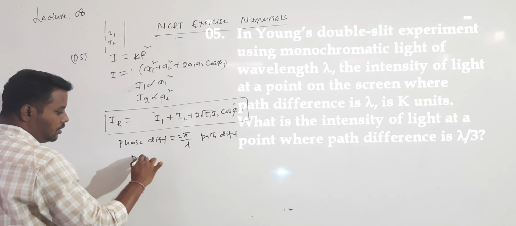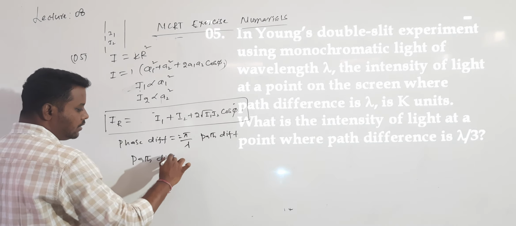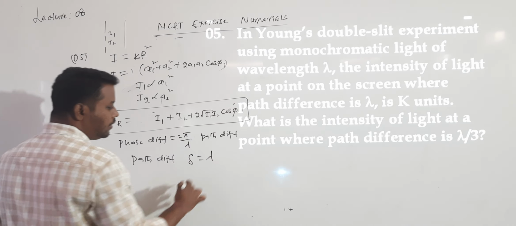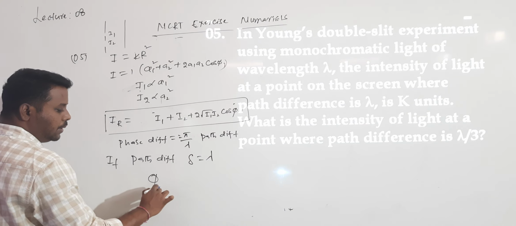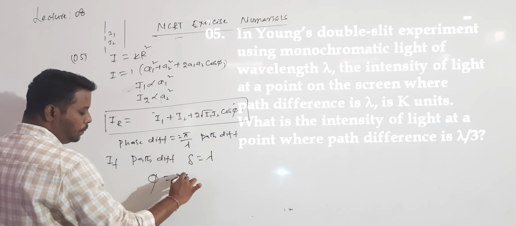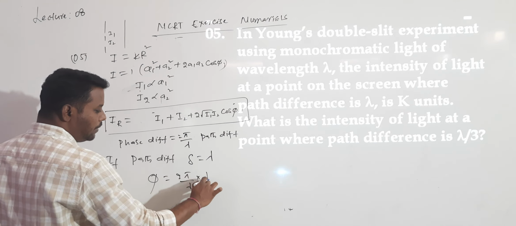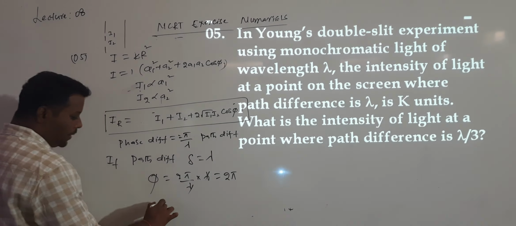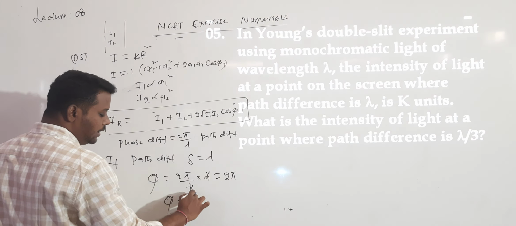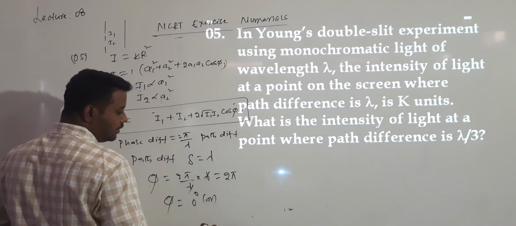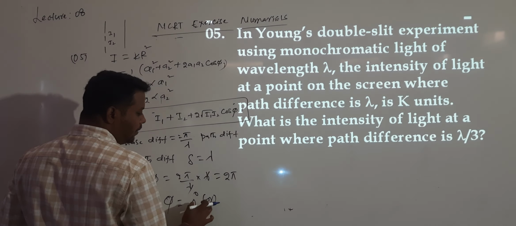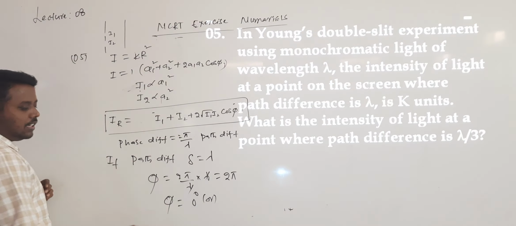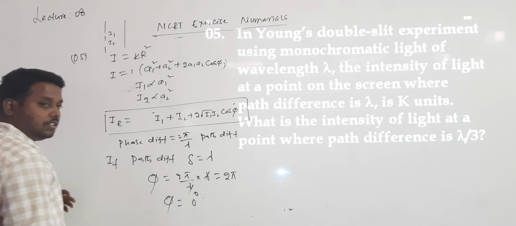In this given question, the path difference delta is equal to lambda. So what will the corresponding phase difference be? 2 pi by lambda into lambda. Lambda, lambda cancel. I will get the answer 2 pi. So 2 pi means the phase is equivalent to 0 degrees. 2 pi means 360, so 360 or 0 degrees, both values are the same. So phi value can I write directly 0.